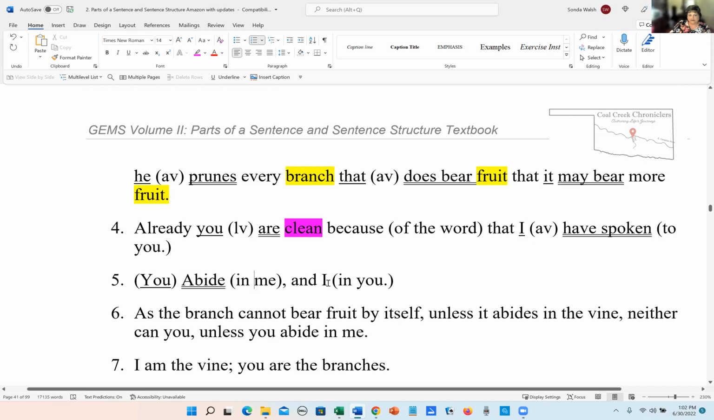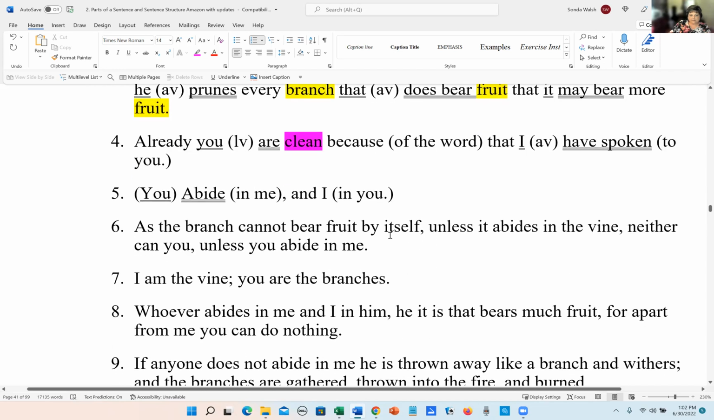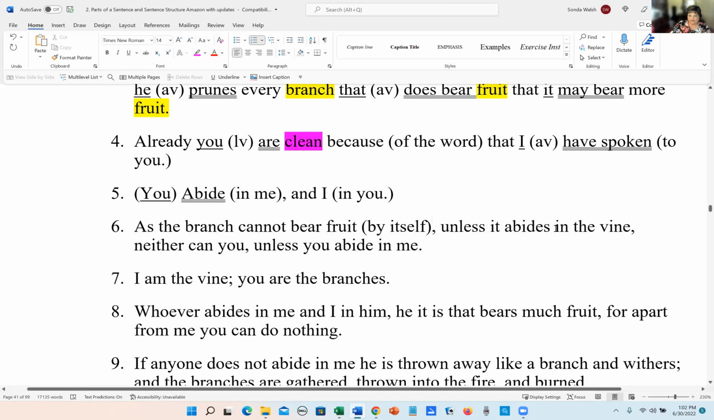And that's it. I abide in you. Okay. "By itself" is a prepositional phrase. "In the vine" is a prepositional phrase. "In me" is a prepositional phrase.